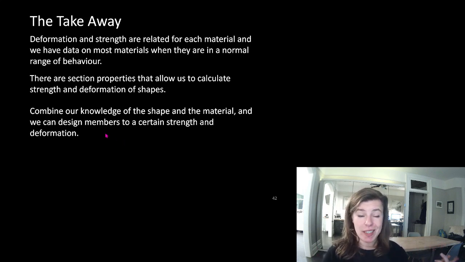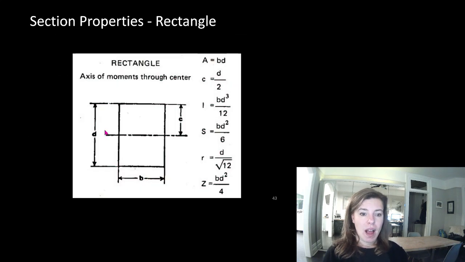And we know all kinds of stuff about materials. You will find on Quercus a section properties chart. Look at this. Rectangle. Axis of moment through center. So there's our neutral axes. A, B times D. That one's easy. So there's B, there's D. Don't worry about C. I equals BD cubed divided by 12. S equals BD squared divided by 6. Z equals BD squared divided by 4.